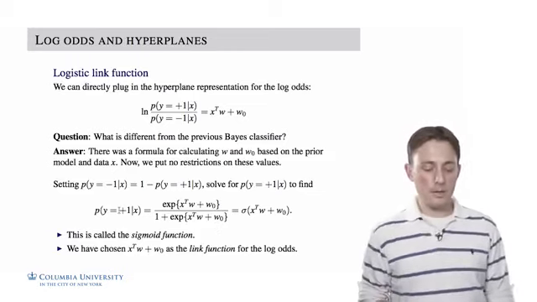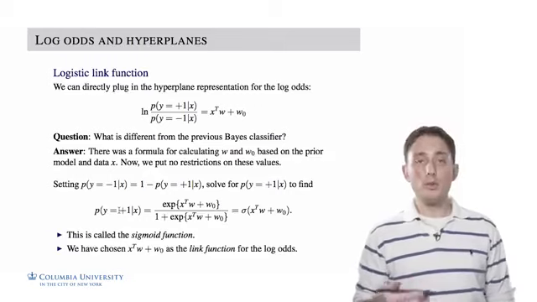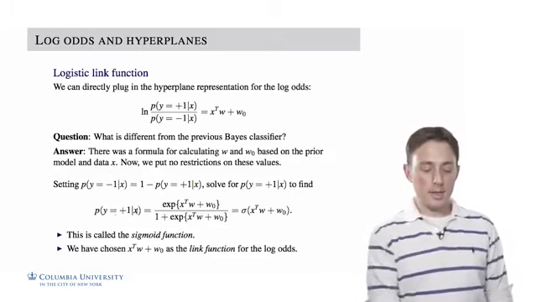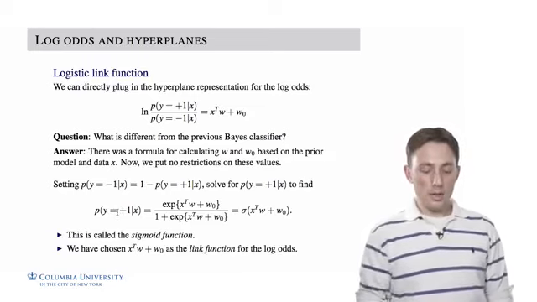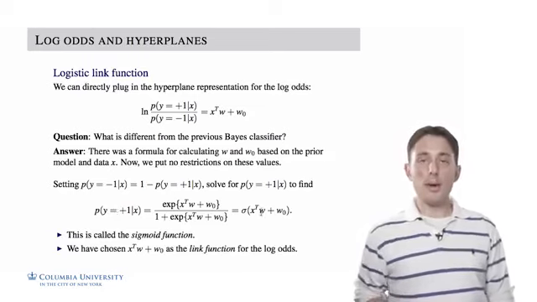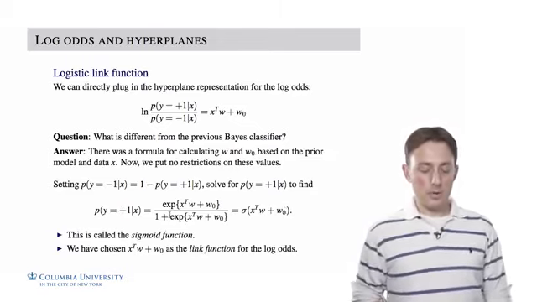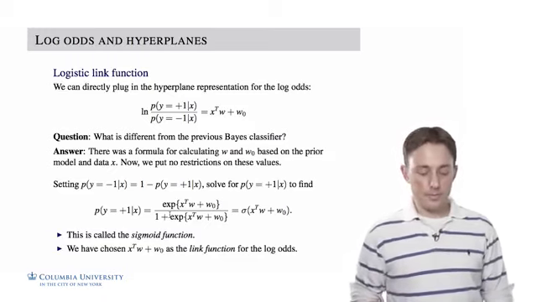So what we've done here is we've come up with a way to directly define the probability that x is in class 1 given the parameters vector W and W naught. It's equal to this function, which is called a sigmoid function.